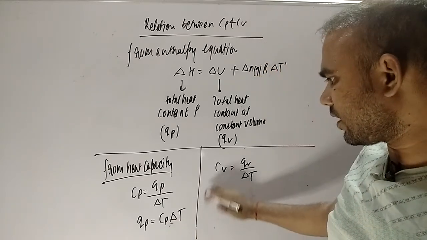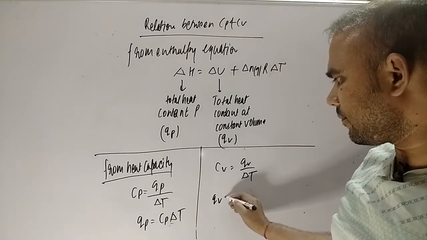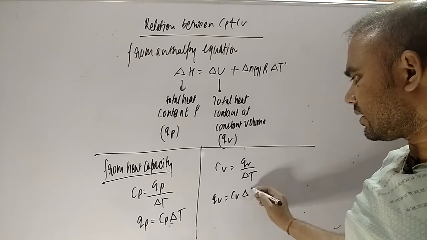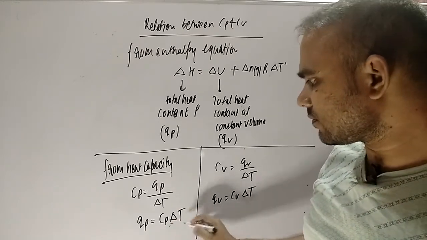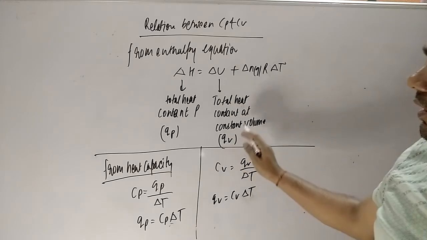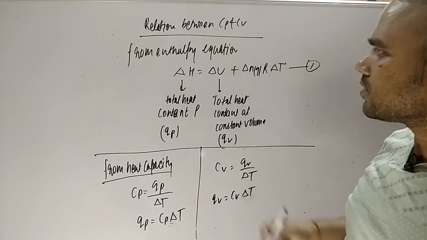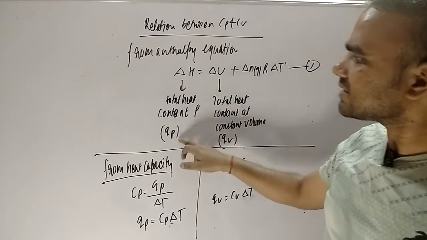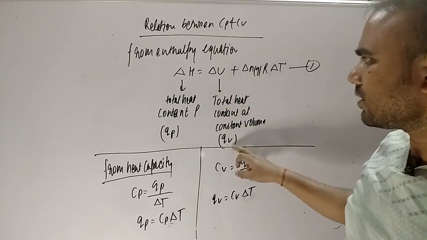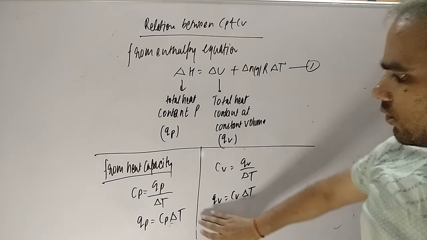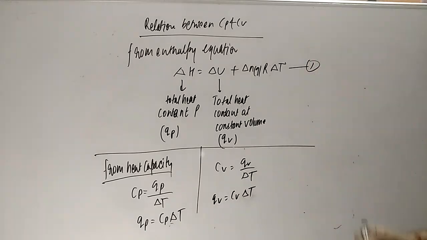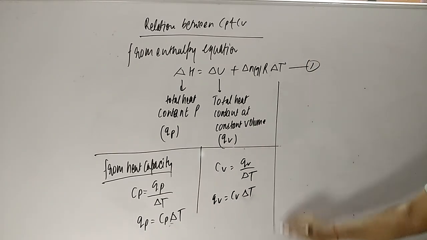and QV will be Cv delta T, right? This is the equation. Now we put the QP and QV values in the enthalpy equation, because delta H is nothing but QP, and delta U is nothing but QV. So let us put in the values.